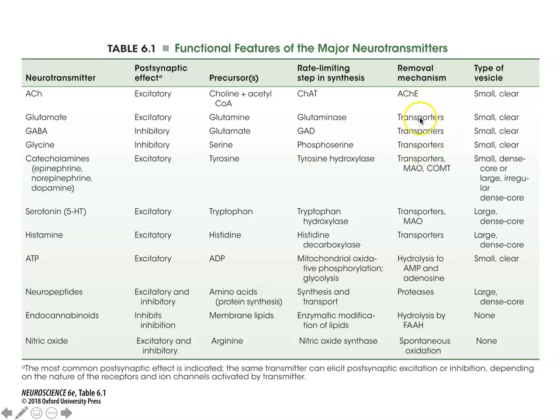Or if there are transporters that move them out of the system. And also what their vesicle looks like. This part I wouldn't worry about so much. I'm not going to ask you questions about whether or not it's a small vesicle or a large, dense vesicle. These are more important to me, that you know how they're made, basically what is the starting material, what is the enzyme, and then how do they get removed from the system.